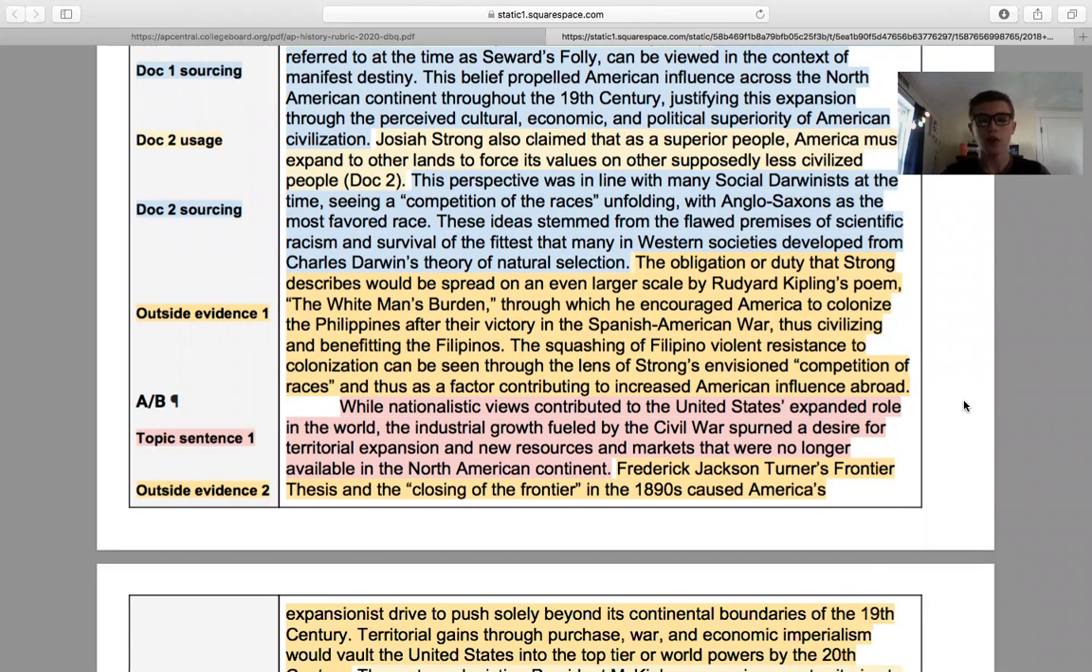The obligation or duty that Strong describes would be spread on a larger scale by Rudyard Kipling's poem, The White Man's Burden, which encouraged America to colonize the Philippines after their victory in the Spanish-American War, thus civilizing and benefiting the Filipinos, squashing the Filipino violent resistance to colonization, and can be seen through the lens of Strong's envisioned competition of races, and thus as a factor contributing to increased influence abroad. So this is where he brought in the outside evidence from something else.